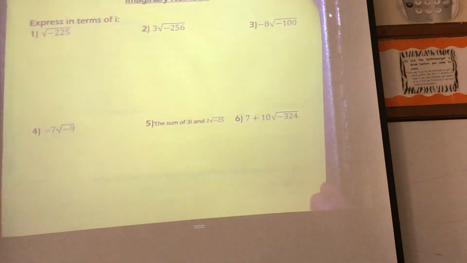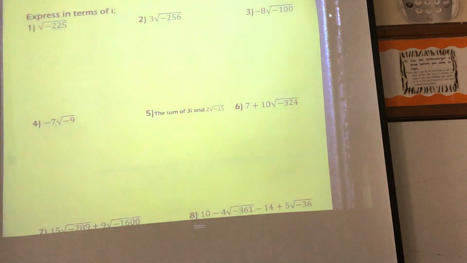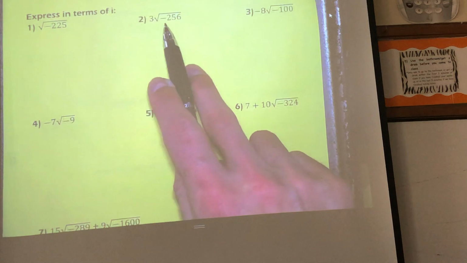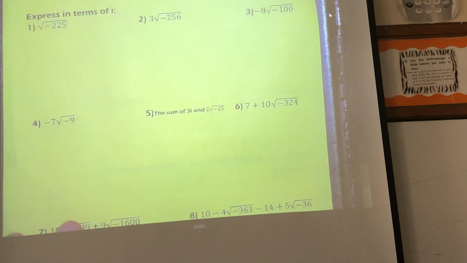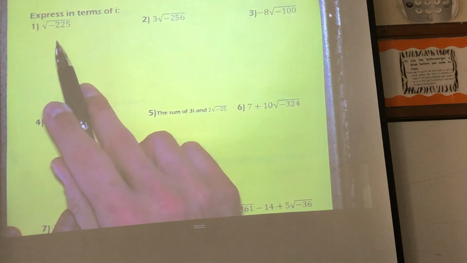We're going to continue our discussion with imaginary numbers for today. Now remember, imaginary number means you have a negative underneath the radical with an even index. The index is the number that would be inside the check. So we're going to do a few of these together like we did yesterday.